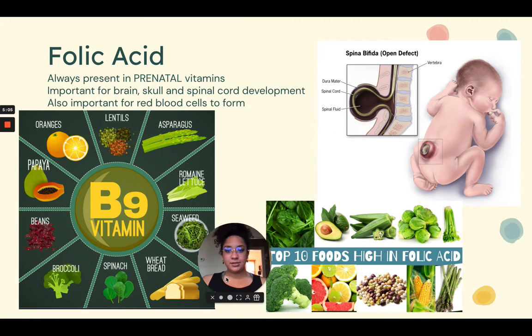So now let's talk about folic acid. So this is a super important vitamin that people who are pregnant should or definitely have to take. So it's always present in prenatal vitamins, which every pregnant person should or does take. Folic acid is important for brain development, skull development, and your spinal cord development. So without folic acid, something called spina bifida will or may occur. Okay, spina bifida is when the spinal cord and the spinal fluid is outside of the spinal column.